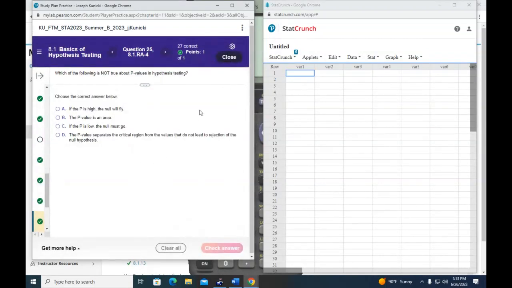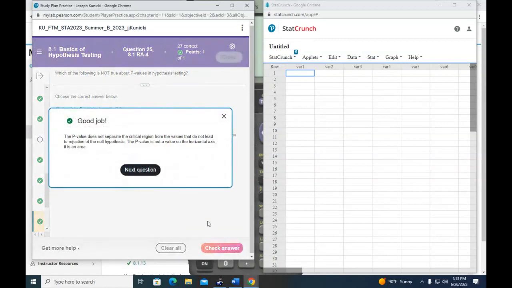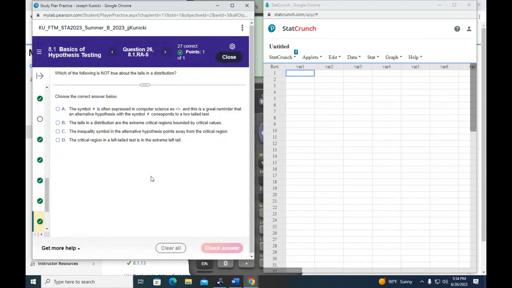Which of the following is not true about p-values? Well, we know that the third one's true. We know that it's an area because it's a probability. First one, no, that one's actually the opposite of this one. If it's high, the null will fly. The p-value separates the critical region from the values. The p-value doesn't do anything except it's an amount of area. Remember, probabilities are area. That's how we characterize a continuous variable. Okay, and the last one.